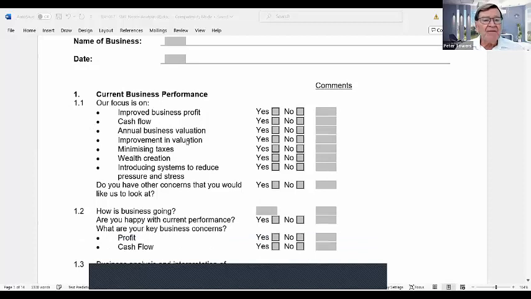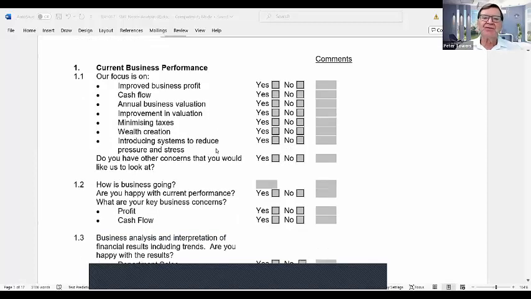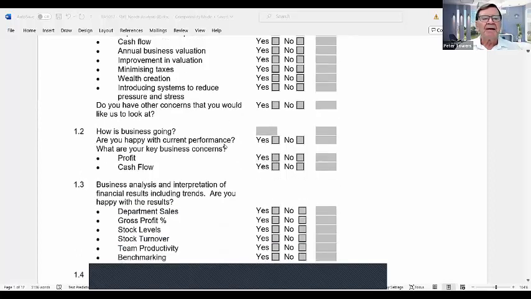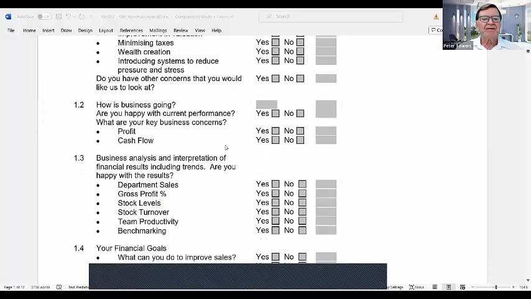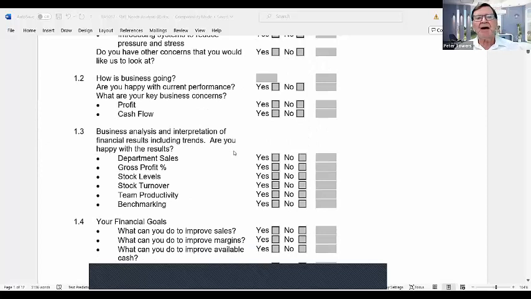If you could talk about how they can improve their valuation, you might want to minimise tax, you might want to introduce some systems to reduce their stress. And that could be team training, especially to the leadership team members, to have the CEO or the owner delegate some of their responsibilities. Are they happy with profit and cash flow? What about independent departments? Have they got independent departments, and are they receiving financial data for those? Or would they like to receive that?